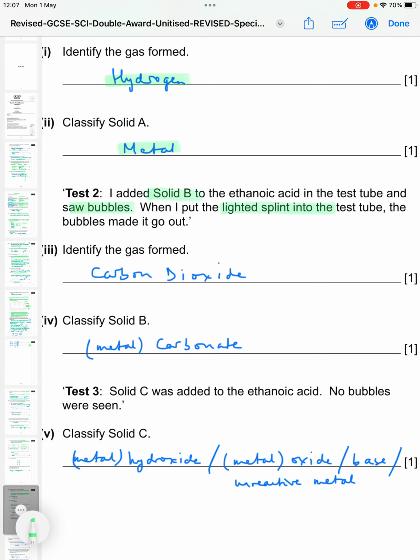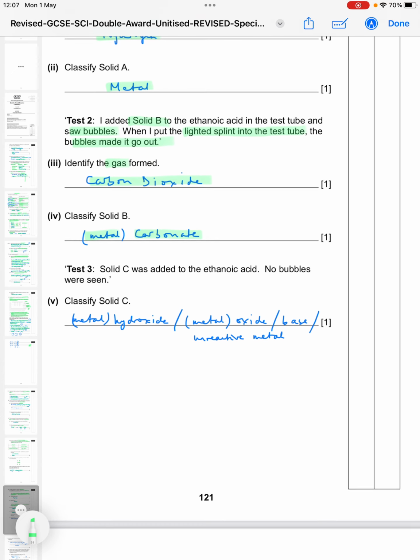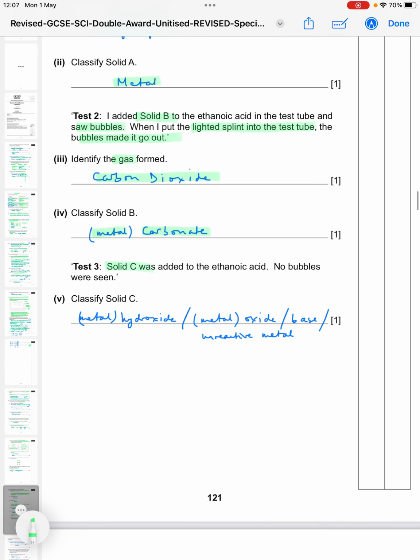Test 2, I added solid B to the ethanoic acid in the test tube and saw bubbles. When I put a lighted splint into the test tube, the bubbles made it go out. Well, that's testing your knowledge of the uses of different gases. So of course the gas is carbon dioxide, also used in fire extinguishers and so on. So classify solid B. Well, if it's making carbon dioxide, then it has to be a carbonate, so a metal carbonate.